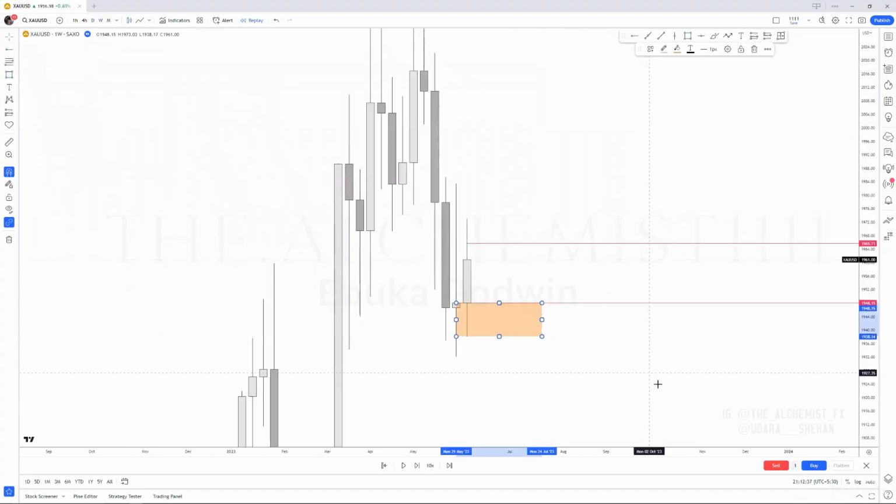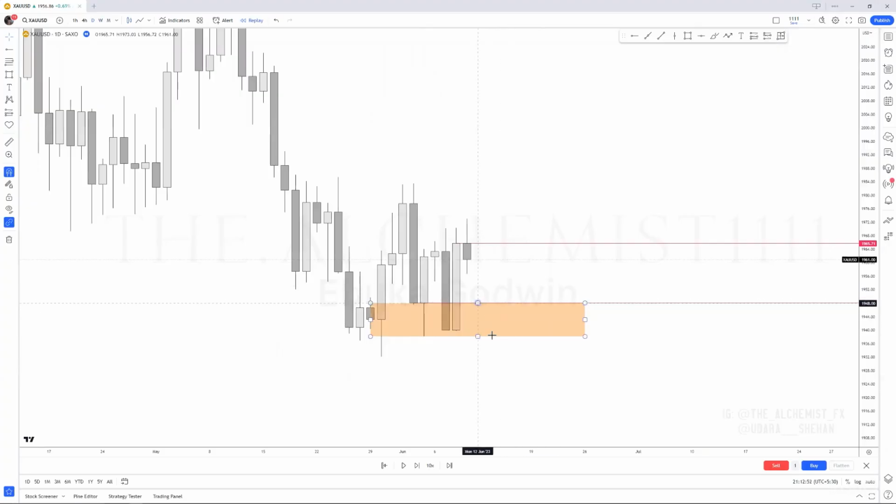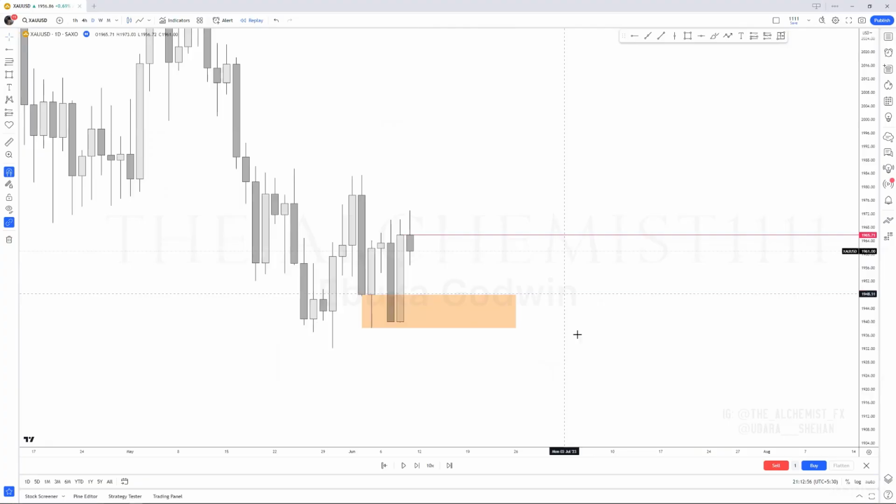One thing you need to keep in mind is that this whole thing in here is your weekly support. Inside of this weekly support, the market could even tap into the lower time frame supports. That is one thing you need to understand. So I bought it here and got stopped out. Losses are just a part of the game. If you know how to manage your risk, you don't have to worry about that.